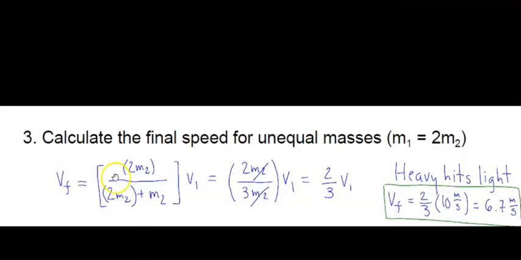You can see that the heavy car kept going. It didn't lose much of its speed. And the lighter car gained a lot of speed. It had no speed when it was impacted, and then it had 6.7 meters per second.